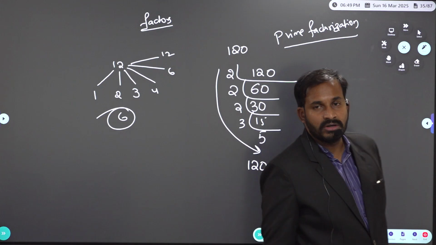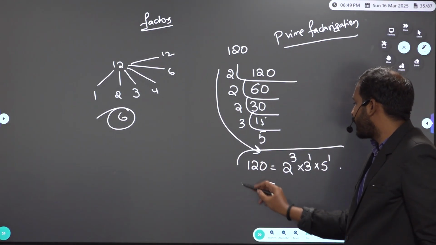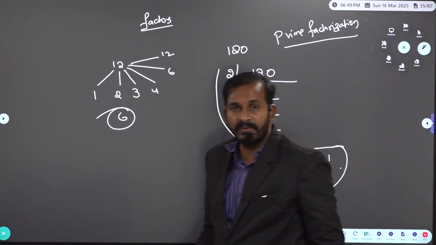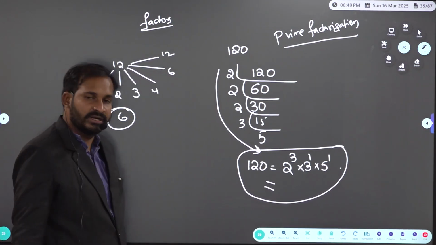Okay. So now after writing like this, the method is called prime factorization. Right, expressing the given numbers as a product of prime numbers is called prime factorization. Okay, we have written, good, superb.